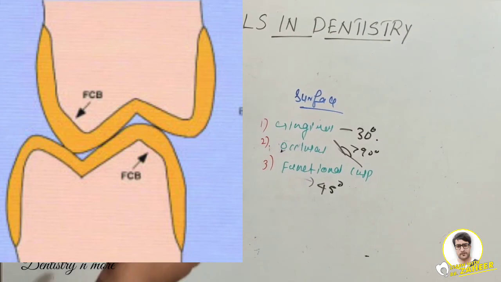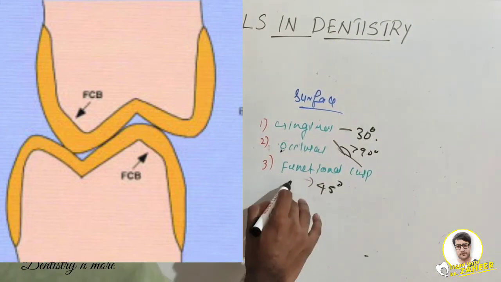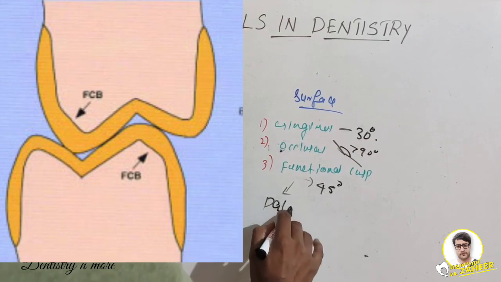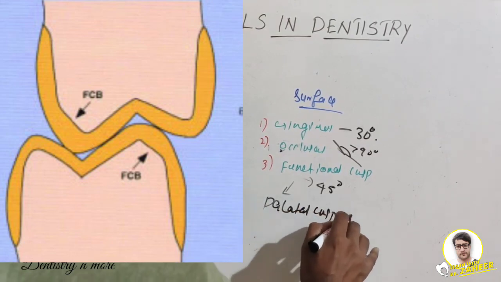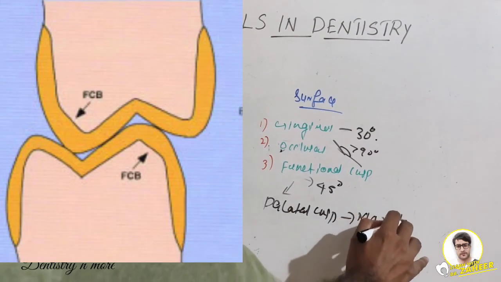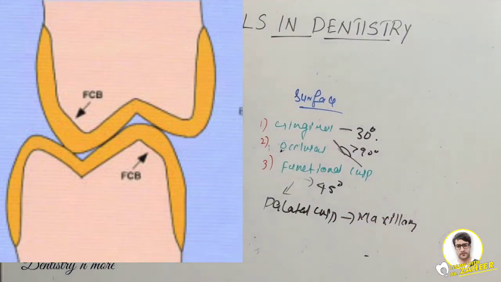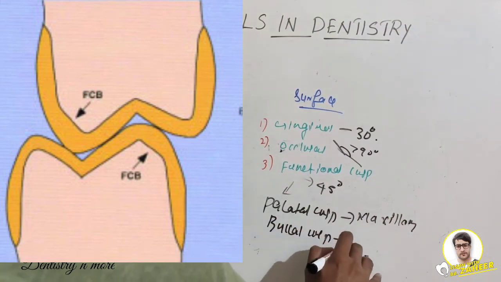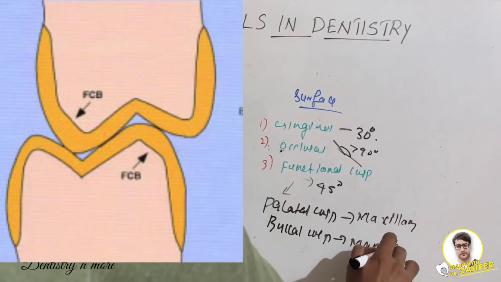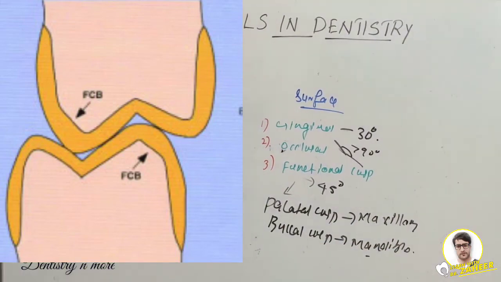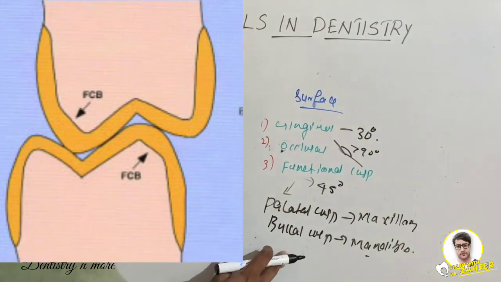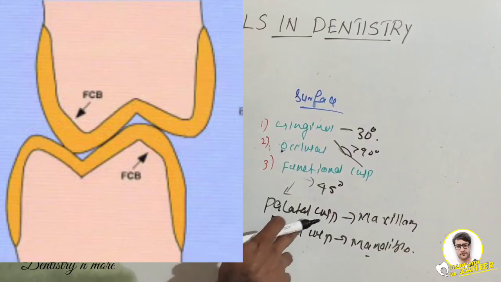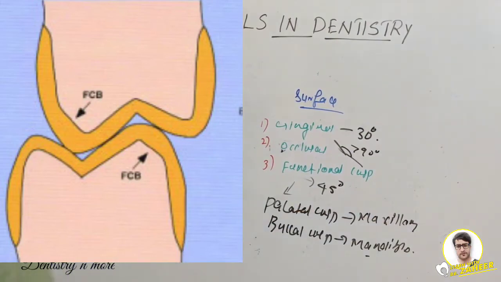Location: it is prepared on the palatal cusp of maxillary teeth and the buccal cusp of mandibular teeth. It's a very commonly asked question. Functional cusp bevel is a commonly asked short note, and bevel itself is a long essay question. That is, the functional cusp bevel is placed on the palatal cusp of maxillary teeth and the buccal cusp of mandibular teeth.